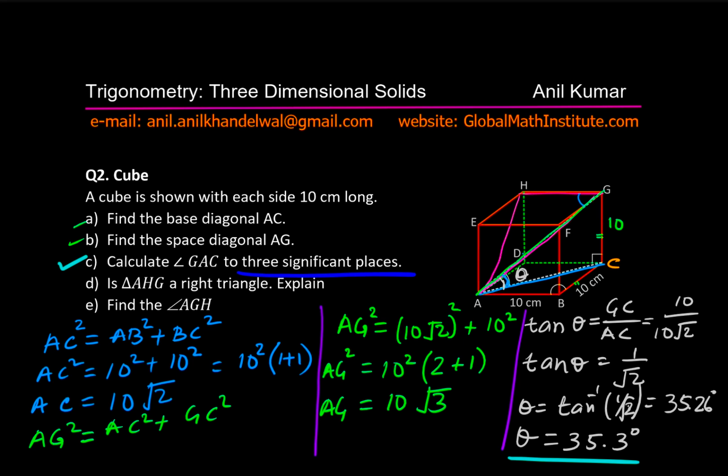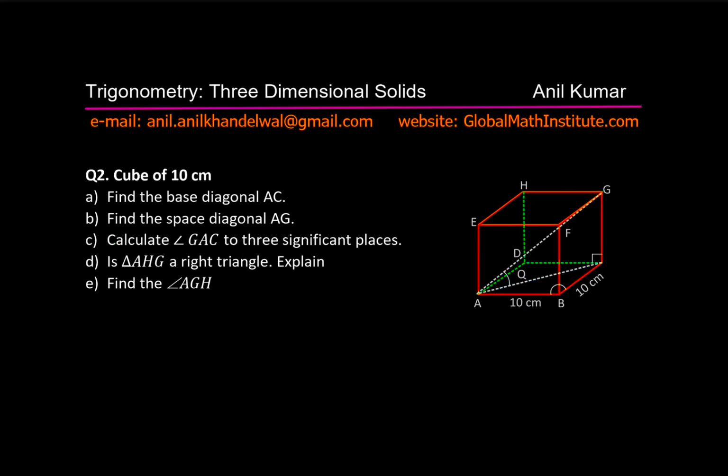Now we are left with parts D and E, which we are going to do on the next page. However, we'll also copy some values from here so that we don't have to redo them. So AC we figured out as 10 square root 2, and AG is 10 square root 3. Simple as that. So let's go to the next page and work on this.